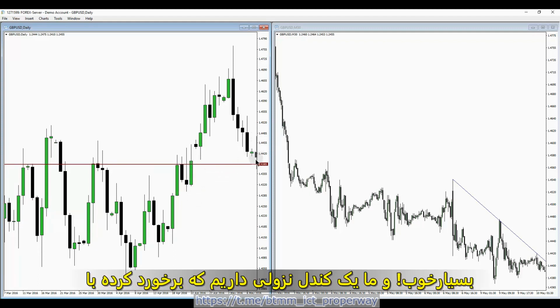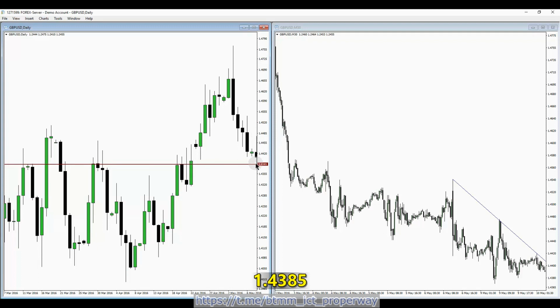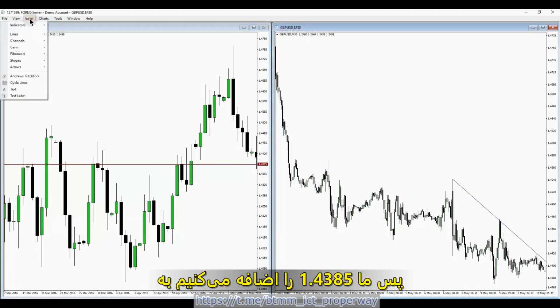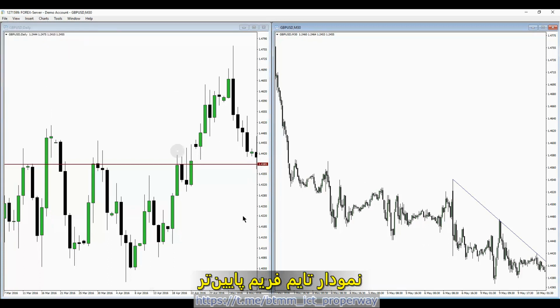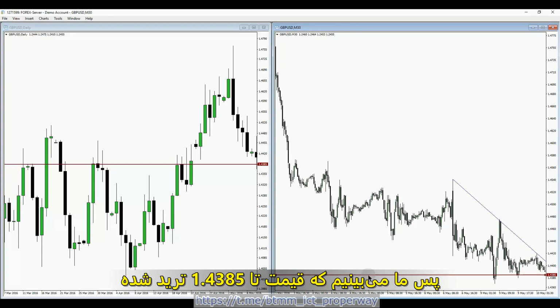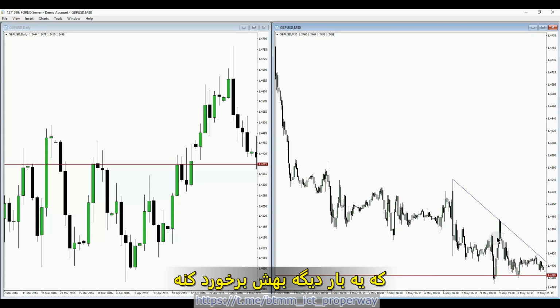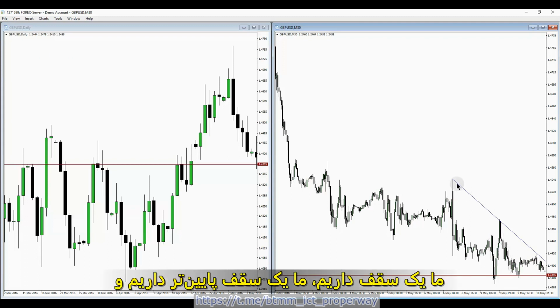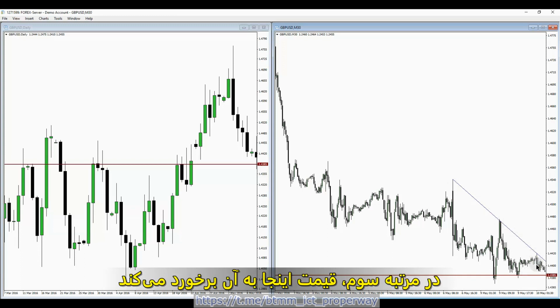Okay, and we have a down candle. It hits 43.85. So we're going to add 43.85 to our lower time frame chart. So 43.85, we see price trading down into it here, hitting it one more time. We have a high, we have a lower high, and the third time price hits it here.